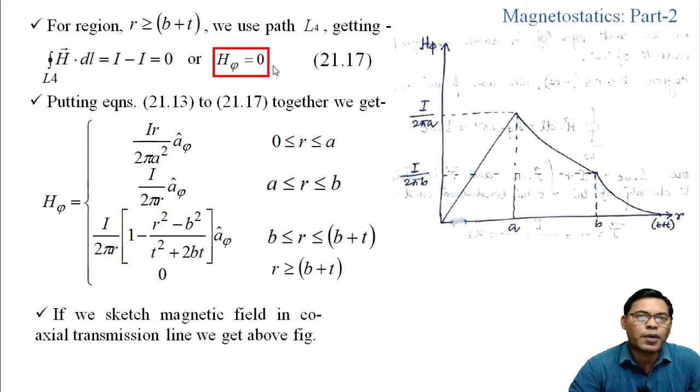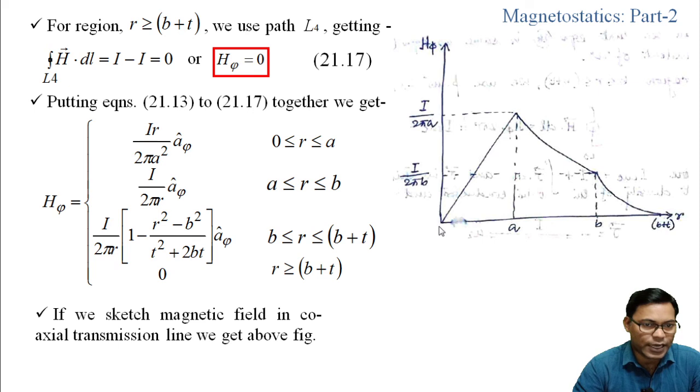Now if we want to sum up the magnitude of H for the coaxial transmission line, this is the H phi expression. For case 1 it is Ir by 2 pi a squared, in the phi direction. For case 2 it is I by 2 pi r, in the phi direction. For case 3 you can see the expression, and for case 4 it is 0. Also we can sketch the magnetic field intensity of the coaxial transmission line. If r varies, what will be the variation of the magnitude of H, here H phi.